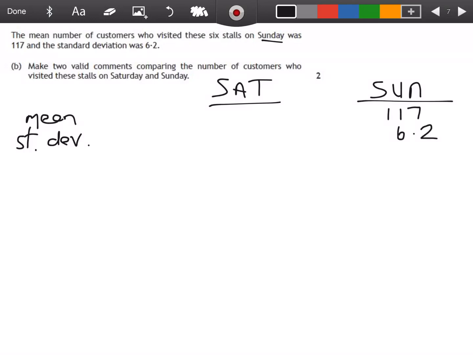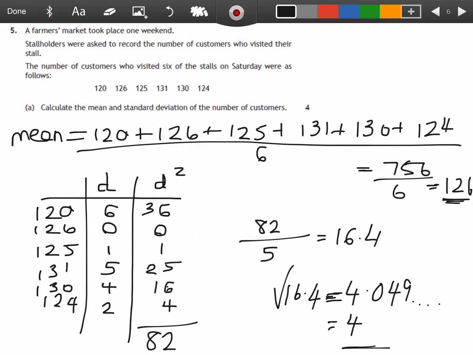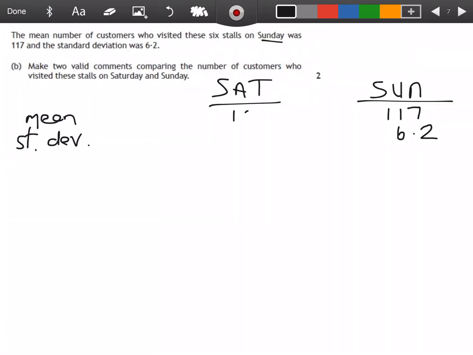You don't need to set it up as a table like this. I'm just putting the numbers together because they're on the last page. 126 and 4. So in part A we got the mean was 126 and the standard deviation was 4. So we have to compare these. Now remember, we're not allowed to say the mean for Saturday is higher, right? The number is higher, but we need to see what that actually means.